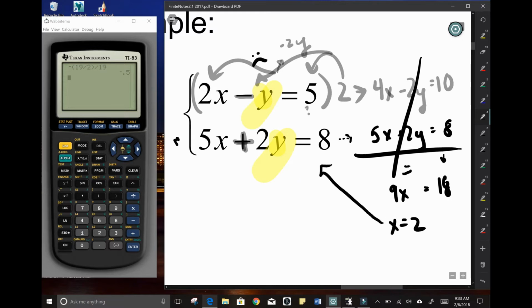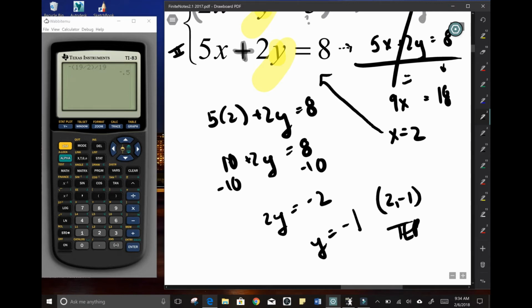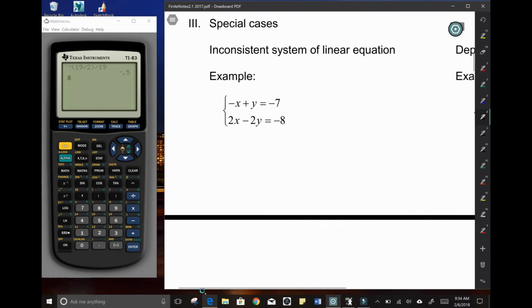We'll do the second equation just for fun. So 5 times 2 plus 2y equals 8. 10 plus 2y equals 8. Subtract 10, subtract 10. Negative 2 equals 2y. y equals negative 1. So (2, negative 1). Eliminated. Easy peasy stuff, guys. So those are the last two of those, but don't be afraid of special cases either.